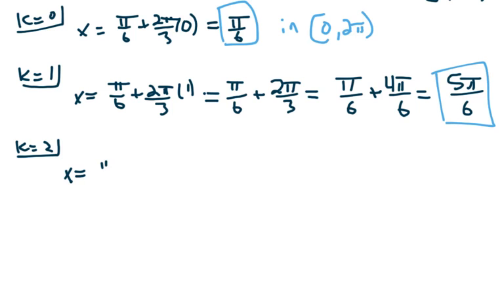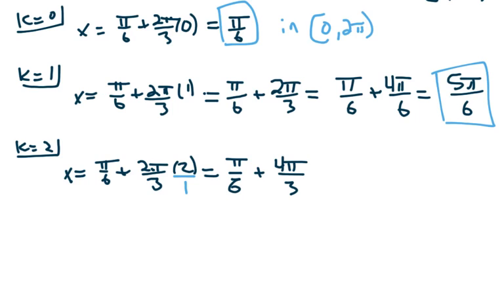This means x equals pi over 6 plus 2 pi over 3 times 2. What's the denominator of 2? Well, the denominator of 2 is 1. That's the only number I can divide 2 by and still get 2. 2 divided by 1, yeah? Right, great. So multiplying 2 pi over 3 by 2 means multiplying 2 pi over 3 by 2 over 1. Top times top over bottom times bottom.